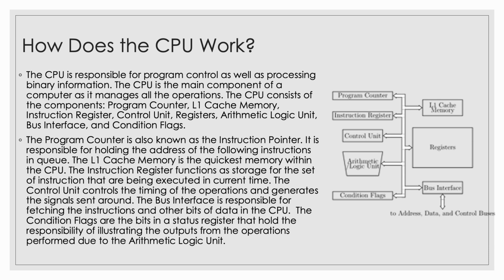So the program counter is also known as the instruction pointer. It is responsible for holding the address of the following instructions in queue. The L1 cache memory is the quickest memory within the CPU. It's like instant access to quick storage. The instruction register functions as storage for a set of instructions that are being executed in current time. And the control unit controls the timing of the operations and generates the signals sent around.